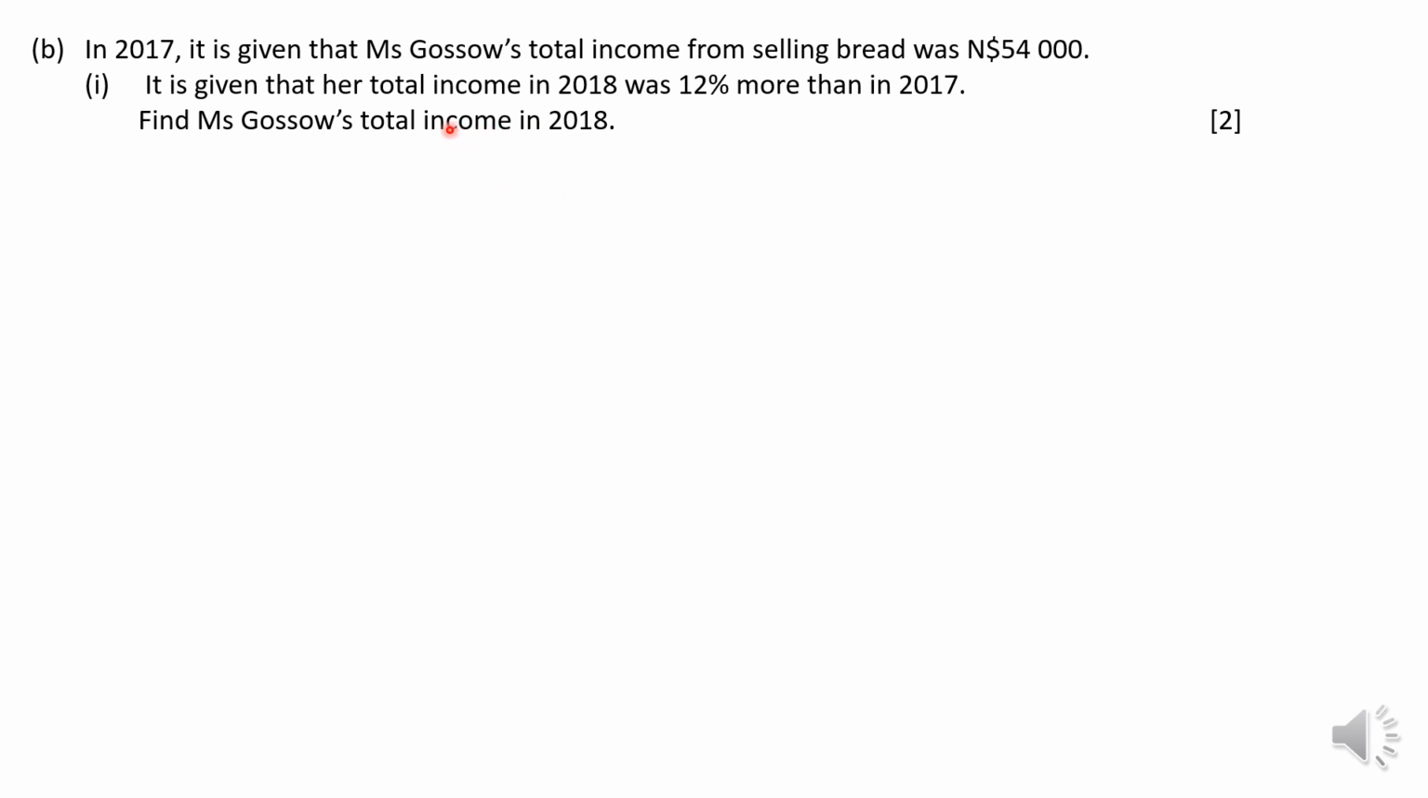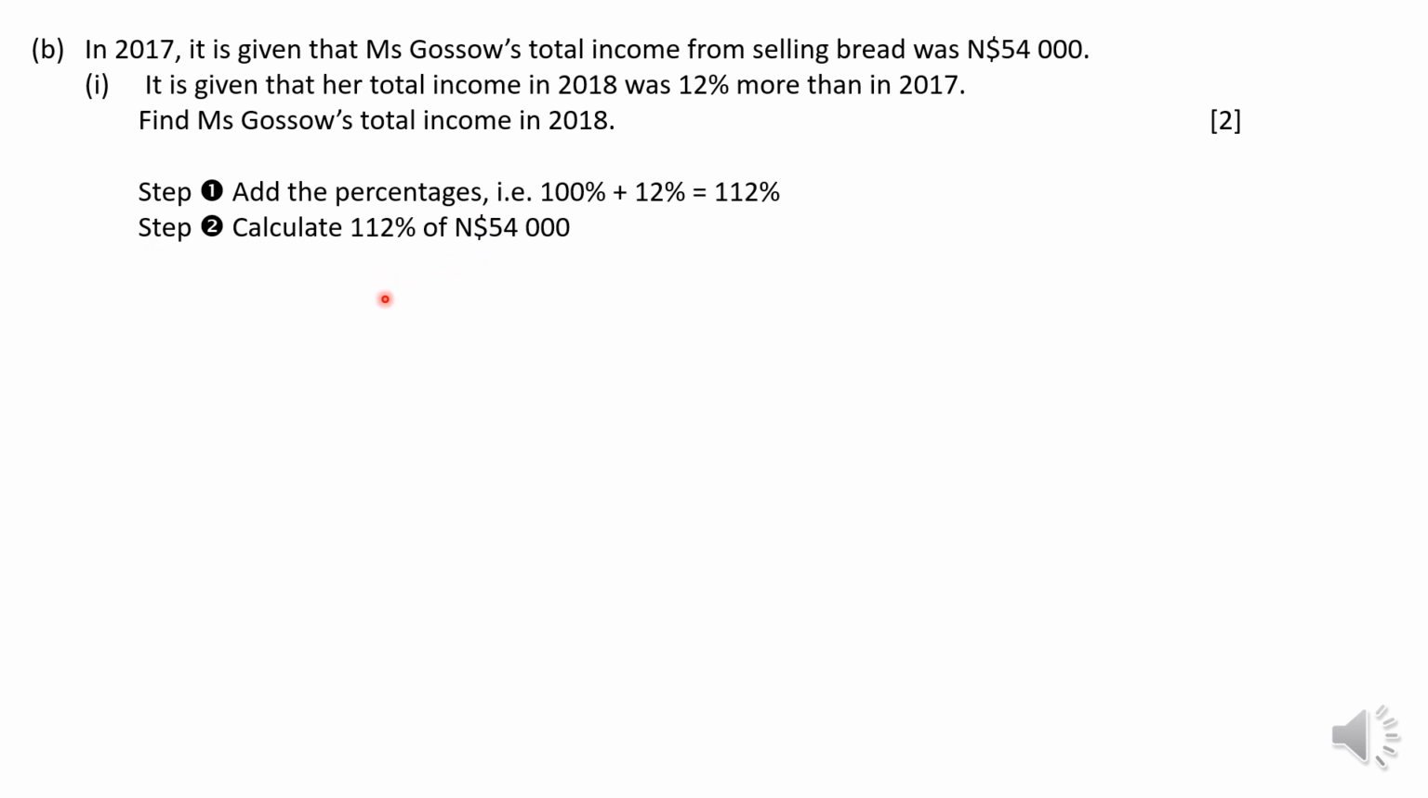Then they say that in 2018, her total income was 12% more than what it was in 2017. So there are 2 ways you can do this. You can follow my step where I add the percentages because I know there's something more, and then I calculate 112% of 54,000. Remember, I am looking for an amount that is a little bit bigger because in 2018 the income is 12% more than it was in 2017. So I know that I'm looking for a big number.